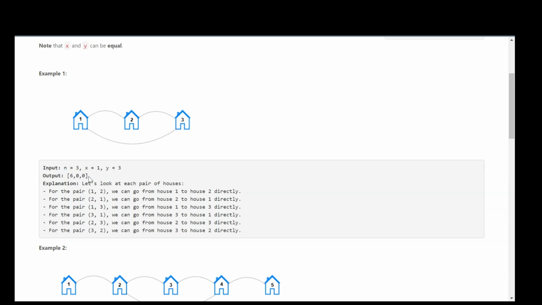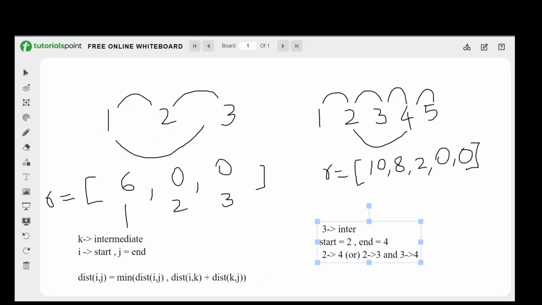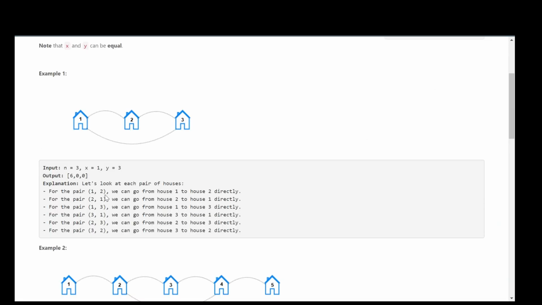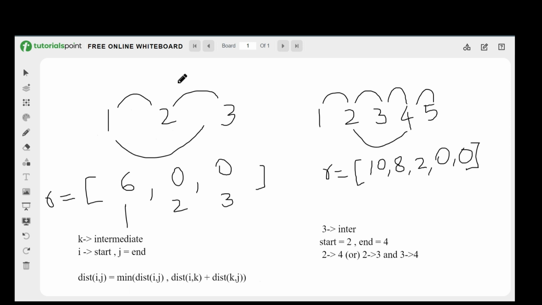Okay, so what we need to return is an array of elements where the ith index value tells the number of house pairs that can be traversed in that particular distance. For example, let's take the first example, that is 1, 2 and 3 are the house numbers, and 1 is connected with 2 and 2 is connected with 3. Here we have x as 1 and y as 3, so x and y are also connected with each other.